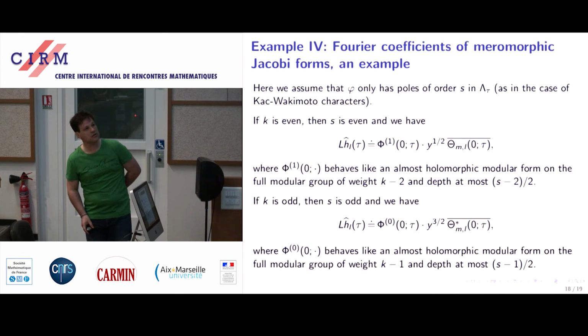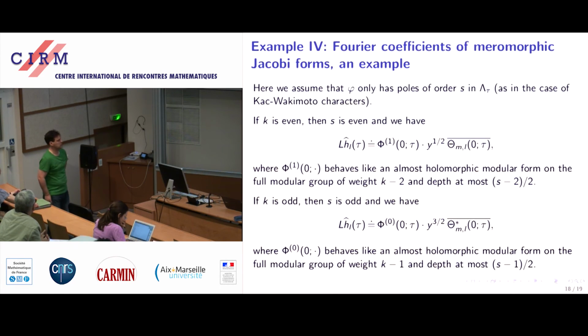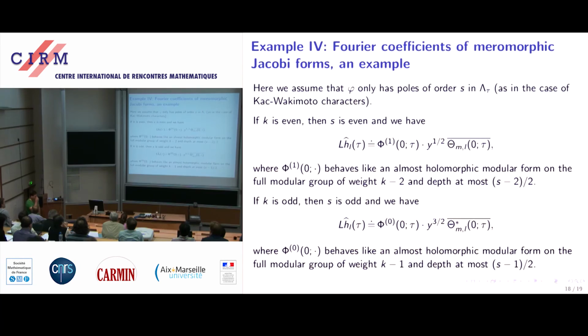If k is odd, it's exactly the other way around, and s is odd, the other term drops out, and you get this thing here. This was weight 3/2, in this case you have weight 1/2. So it reduces, and this doesn't look so bad, right? So that's nice, maybe. Yeah, so that's basically what I wanted to talk about today.